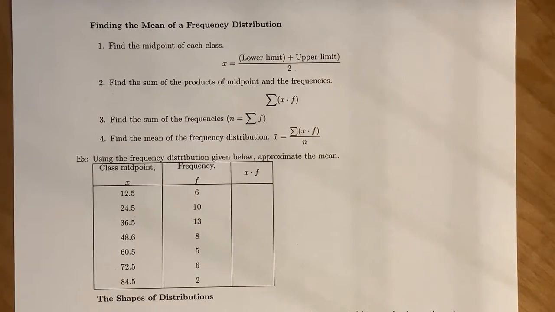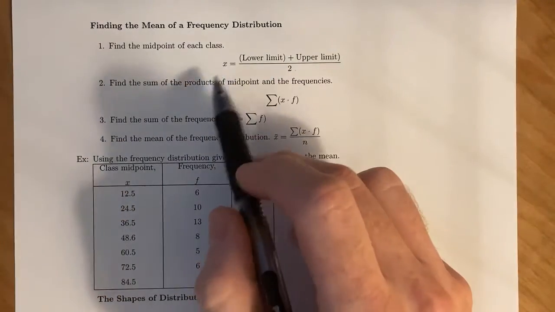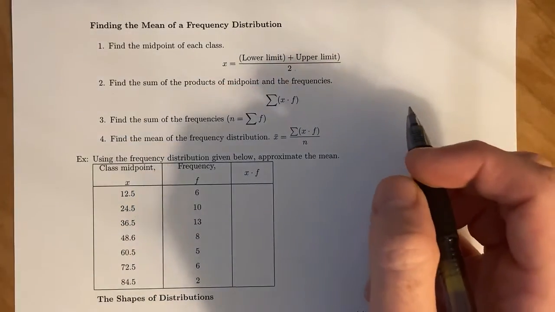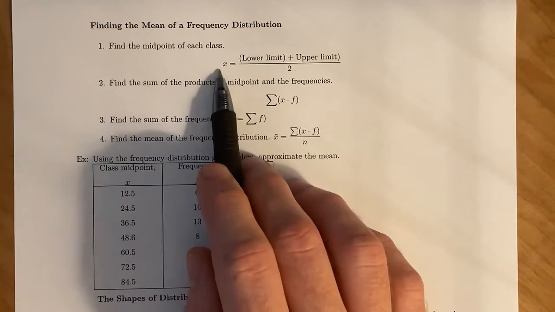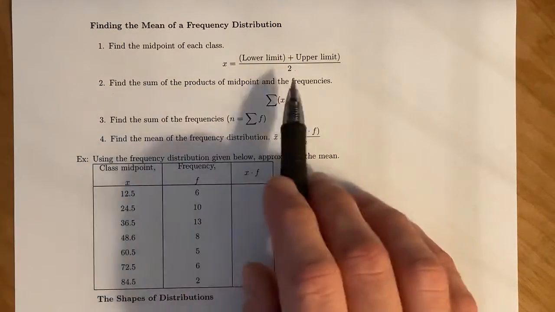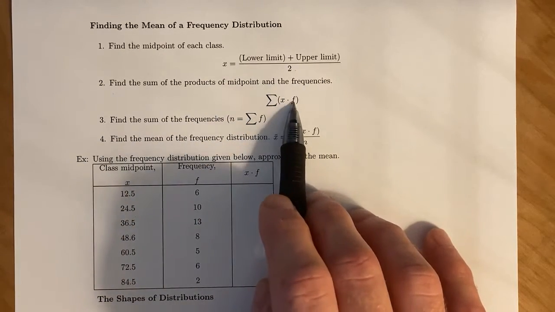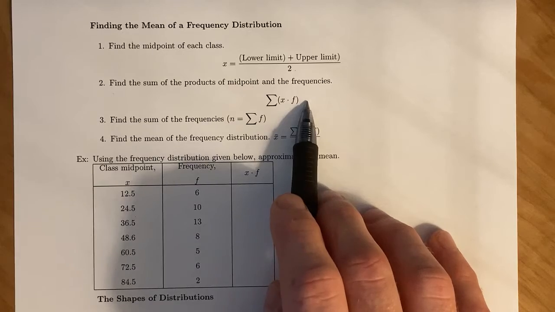Here's how we're going to find the mean of a frequency distribution. Suppose that you're given a frequency distribution. First and foremost, we need to find the midpoints. If you recall from earlier, the midpoint is the lower class limit plus the upper class limit, all divided by 2. Then once we have that, we multiply the midpoint by the frequency, which is x times f, and then we add all of those up.